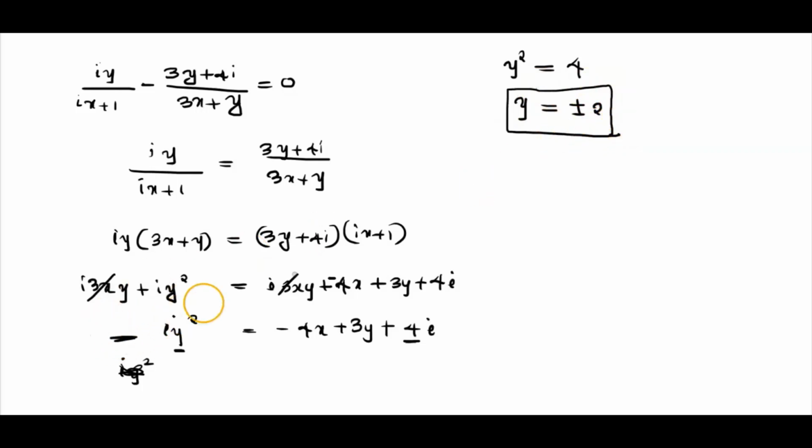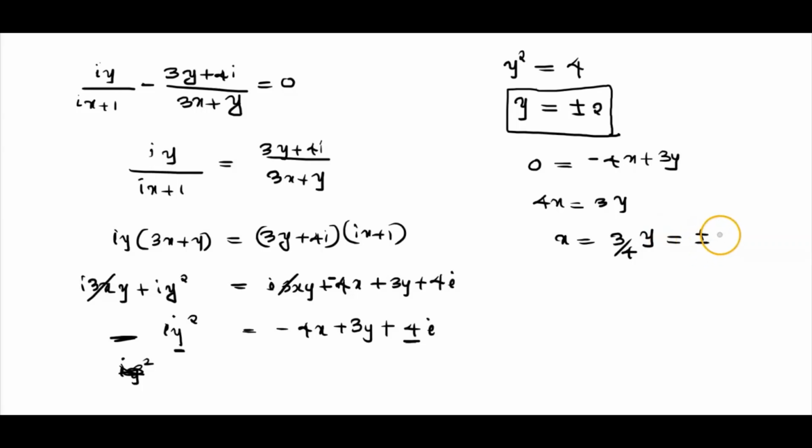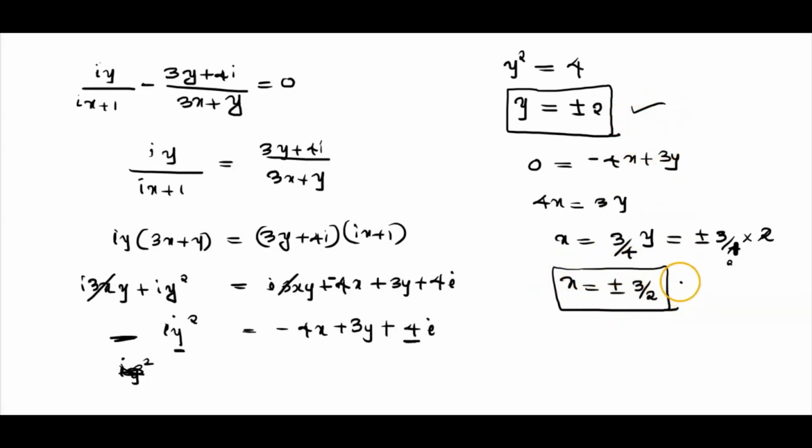And here the real part is 0. So 0 is equal to, and there is minus 4x plus 3y on this side. So 4x is equal to 3y. That means x is equal to 3 by 4 y. Y is equal to plus or minus 2. That means plus or minus 3 by 4 into 2. That is x is equal to plus or minus 3 by 2. So this is the solution, x and y.